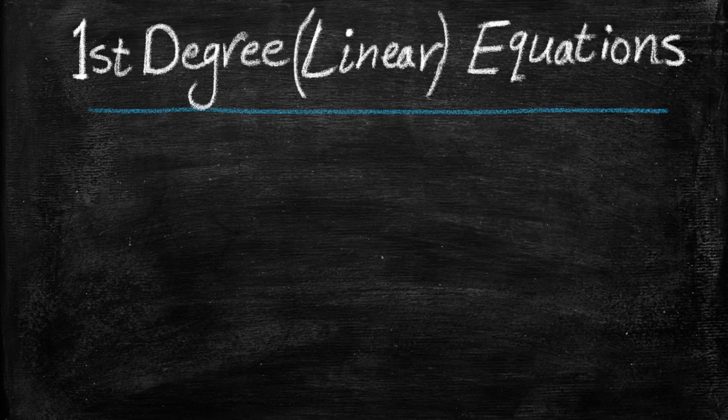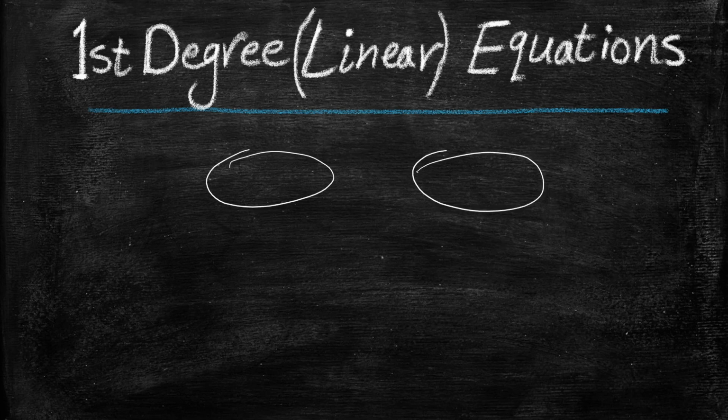We're going to learn about first-degree equations, also known as linear equations. First, let's establish what equations are. Equations are made up of two parts, or two sides: the left-hand side and the right-hand side. The left-hand side is equal to the right-hand side, and this is the equal sign. So this is an equation.